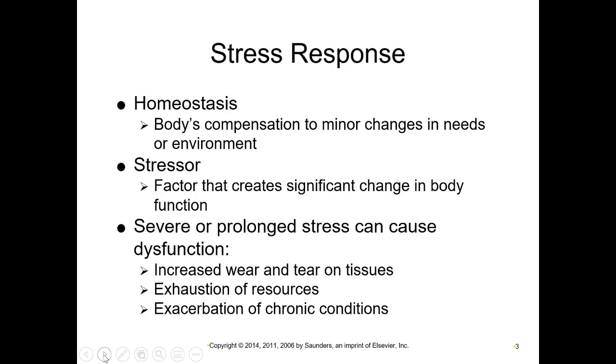Stress responses. Homeostasis, where your body is trying to compensate to minor changes in needs of the environment. The stressor is whatever creates the change in the body function. And then severe or prolonged stress can cause dysfunction, wear and tear on tissues, exhaustion of resources, exacerbations of chronic conditions.